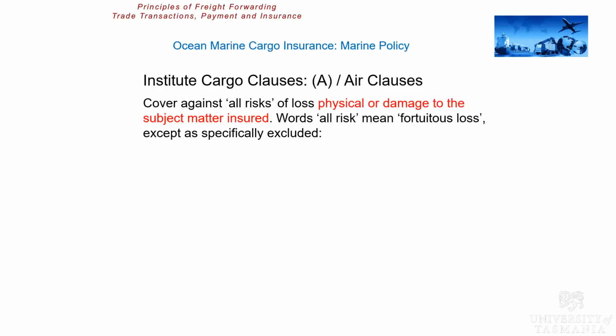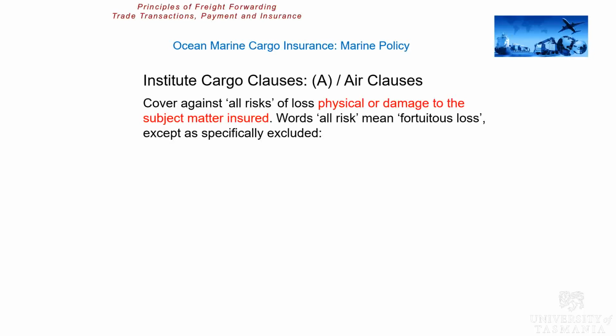Okay, now typically insurance, particularly in regards to marine policy, is going to be based on three different types of Institute Cargo Clauses, and the first one is Clause A. Clause A covers all risks of loss, physical loss or damage to the subject matter insured. So in that sense, it's the highest level of insurance that you can get.